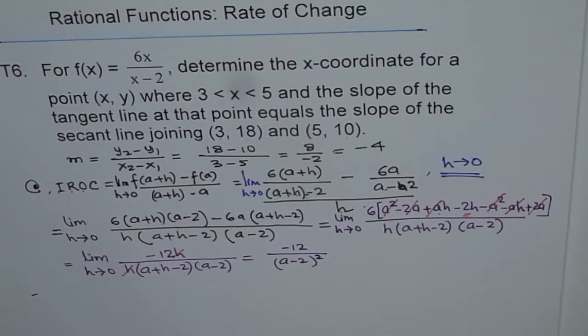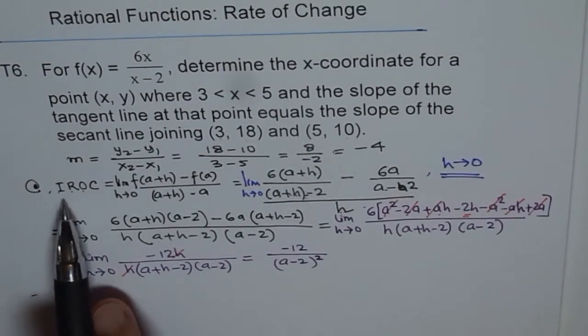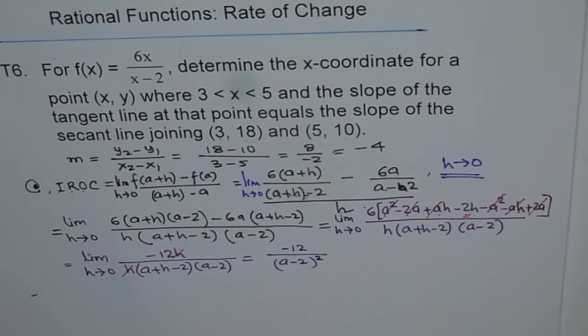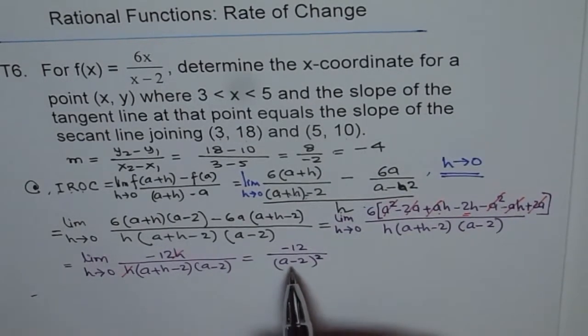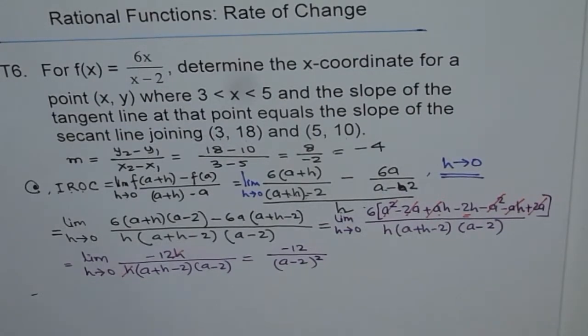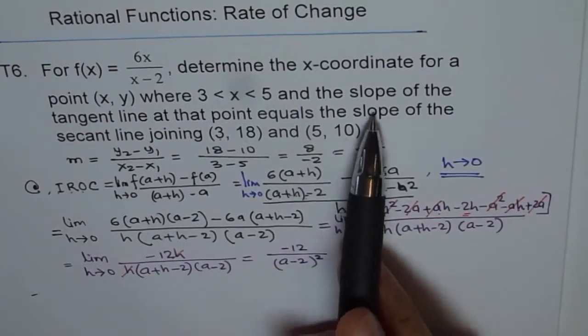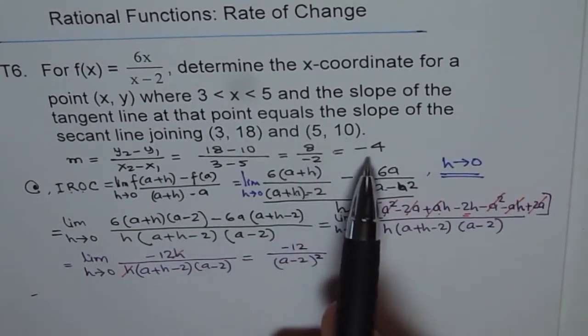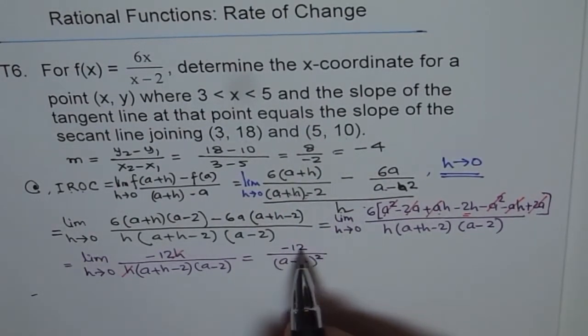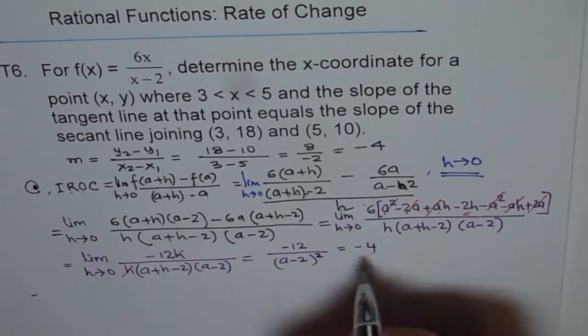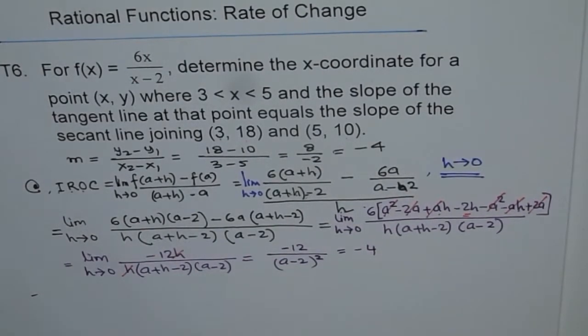Is that okay? So that is what we get as the instantaneous rate of change at a point a. We don't know what that point is, but at any point a in general, that is the instantaneous rate of change for our given function f of x equals 6x over x minus 2. Now what do we need? We need the slope of the tangent to be equal to this slope, which is minus 4. So we can equate this to minus 4. If I equate this to minus 4, then we can find what value of a will satisfy this equation, correct? Okay.